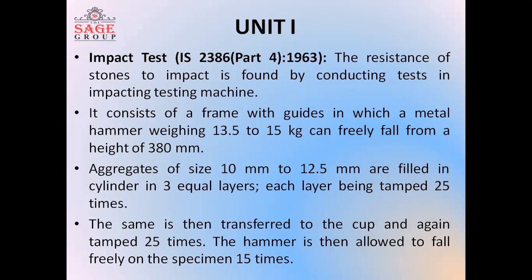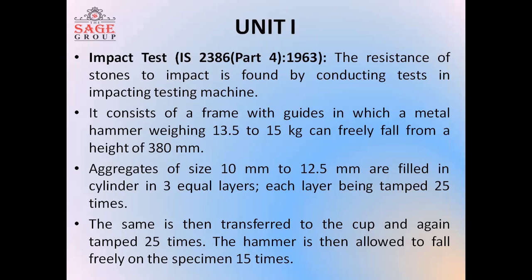To find out the resistance of stones to impact, the test is conducted in an impact testing machine. The impact testing machine is used to find out the impact value. That means how much compactness and solidness is in the stone and how strong it is inside to resist the outer load acting on it. Mainly, it consists of a frame with guides, in which a metal hammer having a weight of 13.5 to 15 kg freely falls from a height of 380 mm.